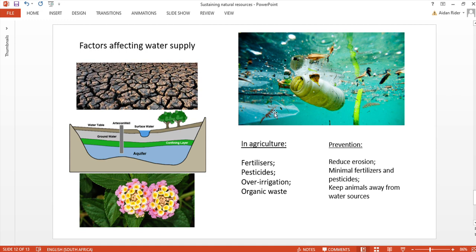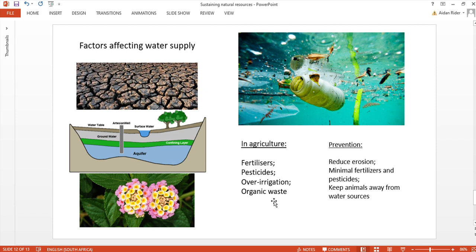Then our favorite, pollution, water pollution in this case. It can also affect the amount of water we have, the amount of clean water we can use. So in agriculture, what causes pollution? Your fertilizers, your pesticides. Again, over-irrigation, because if we use too much water, it can run off the crop field and can wash away all these fertilizers and pesticides into the oceans or even into these aquifers that we need to use later on.